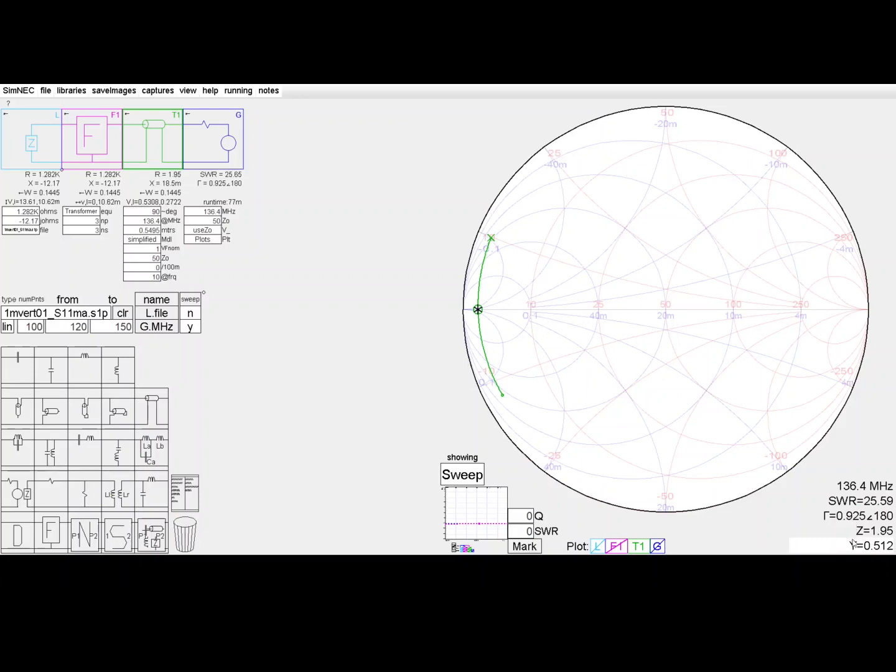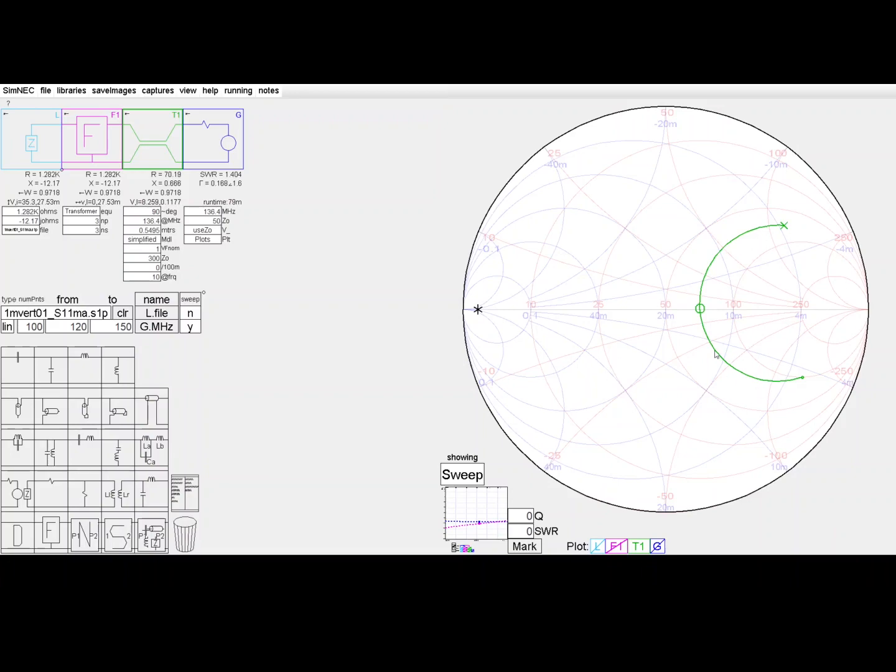So 2 ohms, it's not very useful. This is inserting a section of 50 ohm line. What about if we inserted some different sort of line? Let's try 300 and see what happens there.